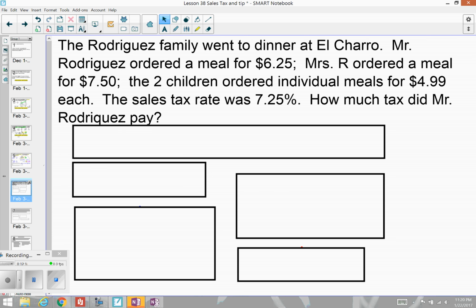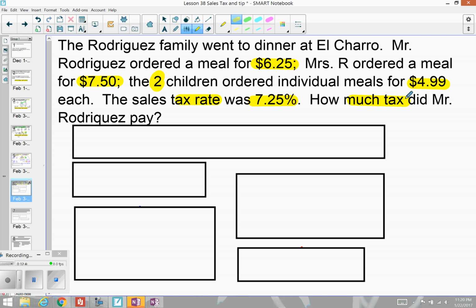So we want to know, how much tax did Mr. Rodriguez pay? Let's identify the parts that we're talking about. Talking about a meal, the first price was $6.25. The second price was $7.50. Then we had two of them at $4.99 each. We have a sales tax rate of 7.25%. And we want to know, how much tax did he pay? How much did he pay in taxes?